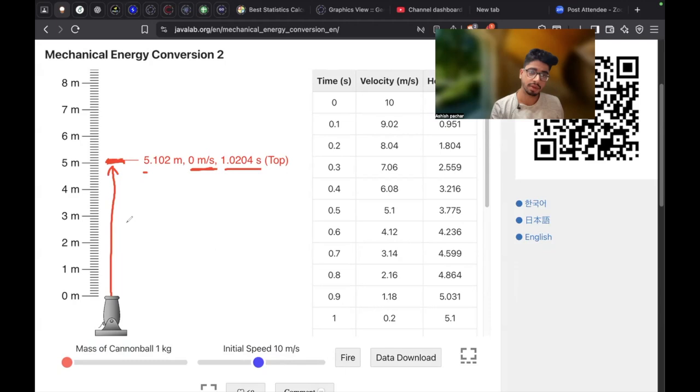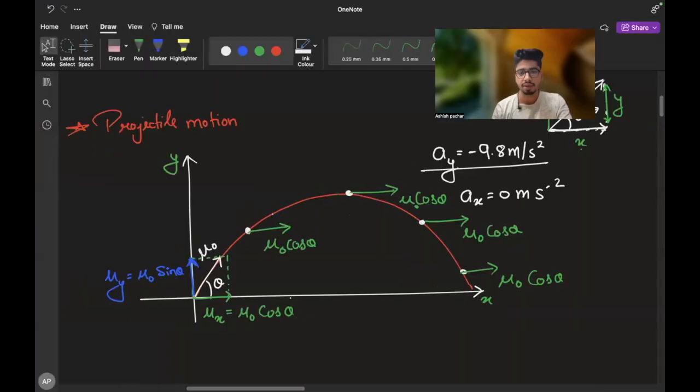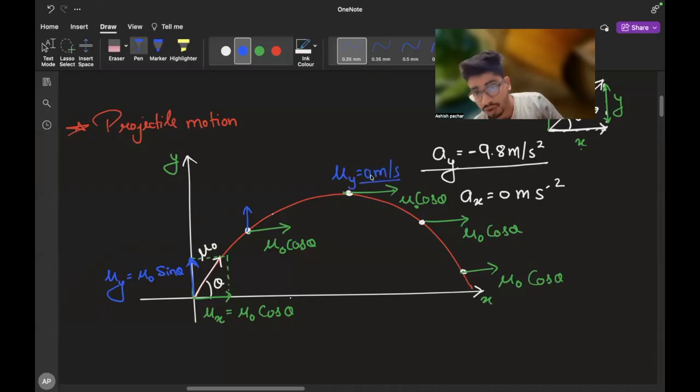So as it is going to come down, the basic idea is that the u naught sine theta component is going to decrease. The u naught y component of the velocity is going to become zero at this peak value, because the ball is not going upward anymore. There is no vertical displacement there, so the vertical velocity component at the peak becomes zero.